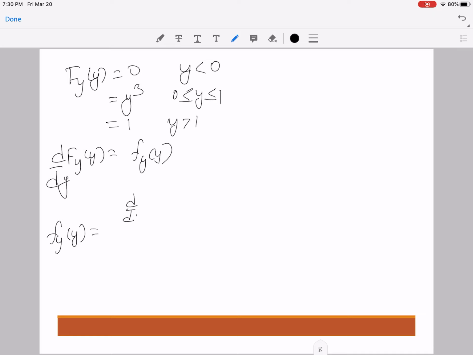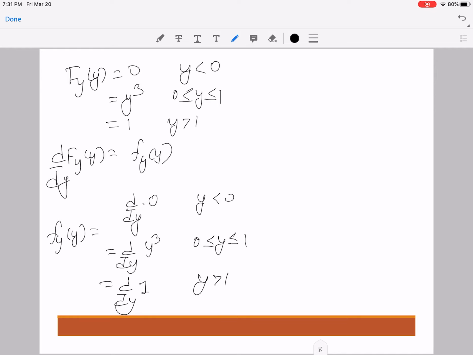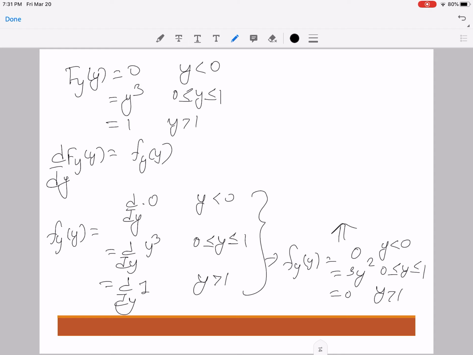So I differentiate d by dy 0 because that's the CDF for y less than 0. I differentiate y cubed because that's the CDF between 0 to 1. And I differentiate 1, which is the CDF for y greater than 1. And therefore, I get the PDF as 0 for y less than 0. It's equal to 3y squared for 0 to 1. And it is equal to 0 for y greater than 1. So the shape of the PDF is 0 for y less than 0, between 0 to 1 it takes a nice parabolic shape, and then it is 0 after that.